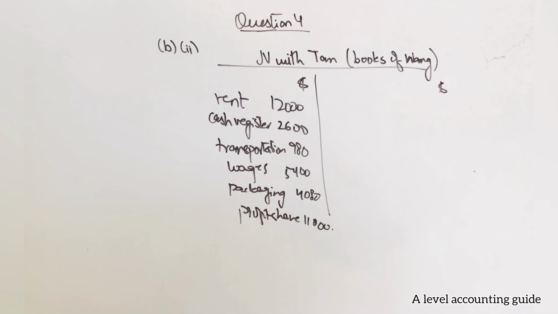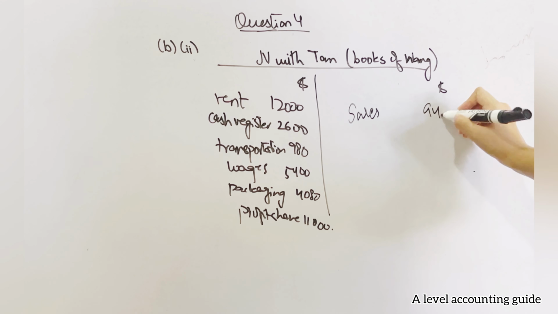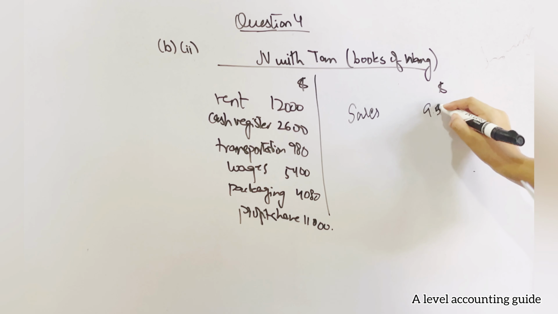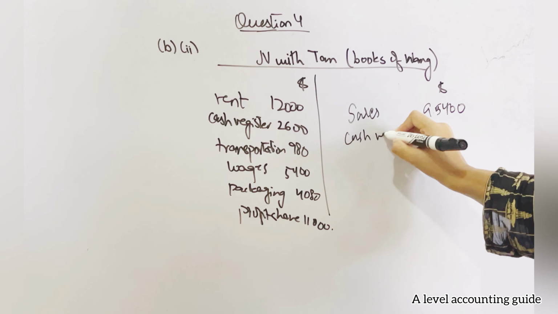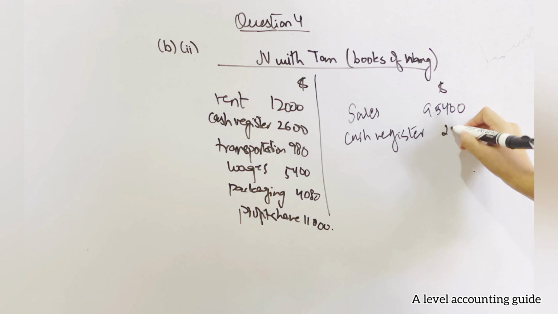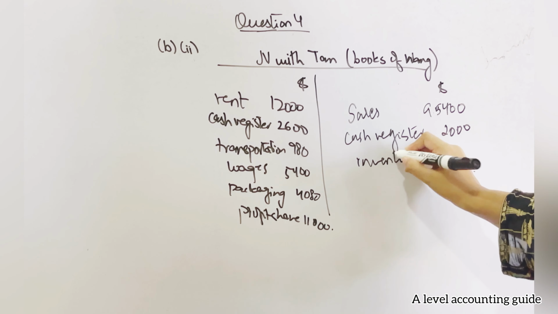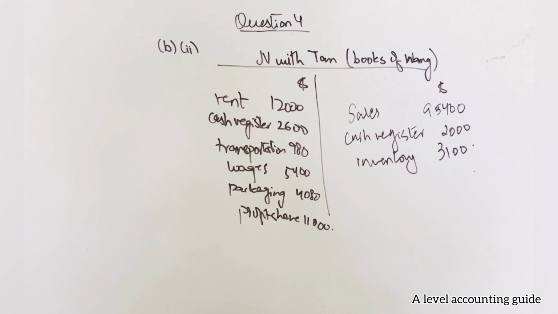On the credit side, we will write sales as 9,400. You do not make these kinds of mistakes, otherwise the answer will be wrong. And 2,000 here. And inventory, these are the drawings, 3,100. So the same is the case in the memorandum of joint venture and the same is the case here.